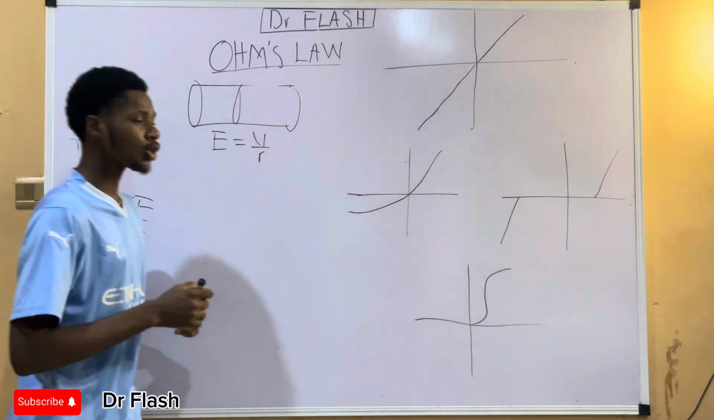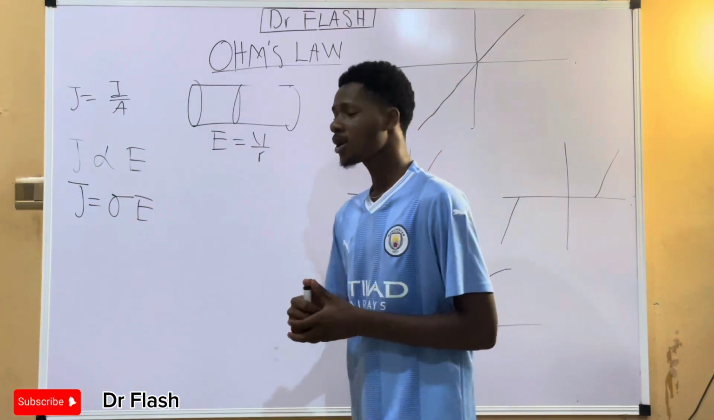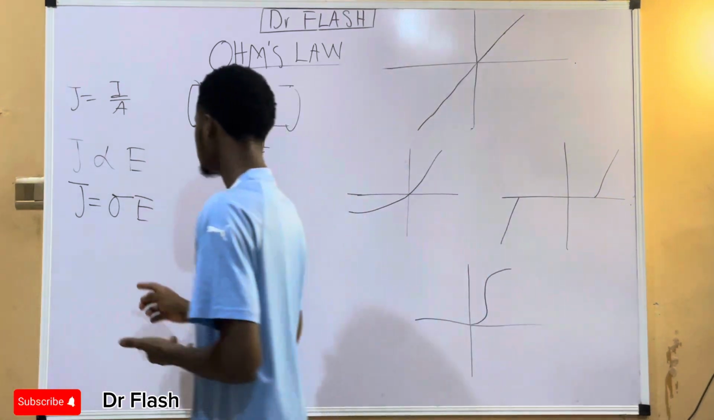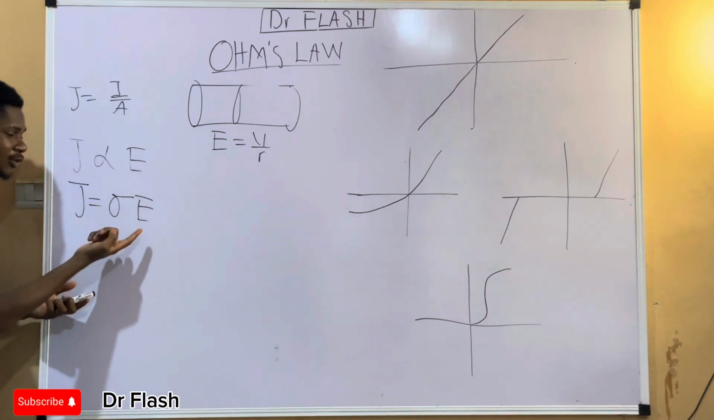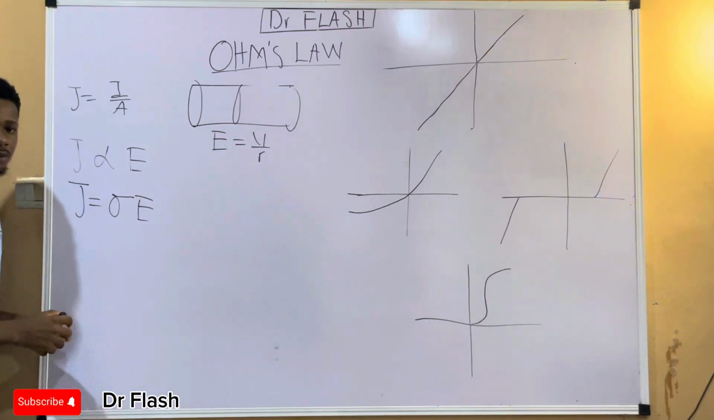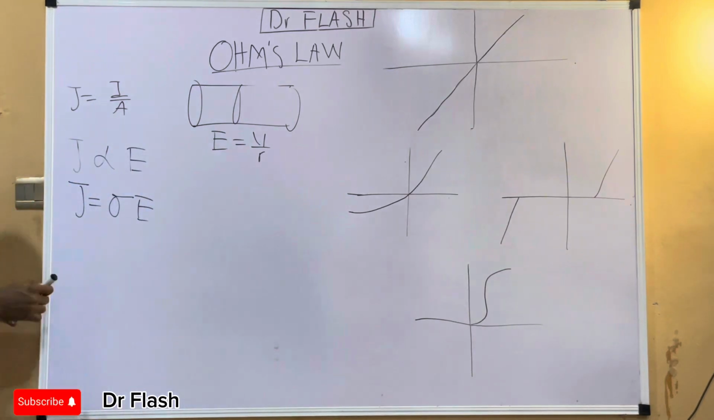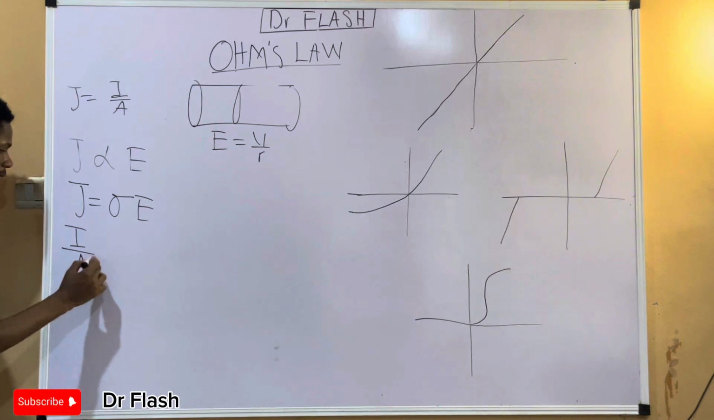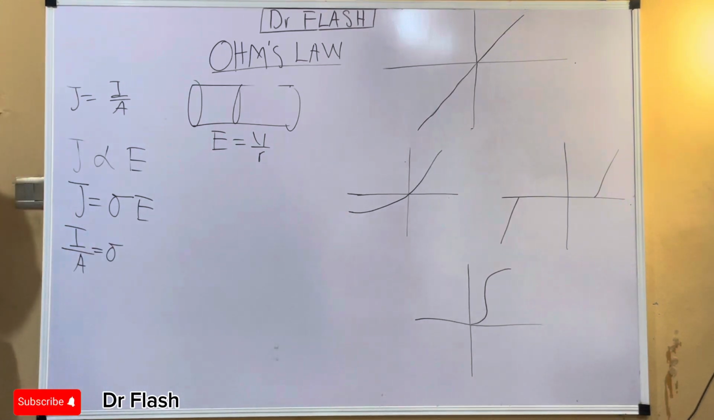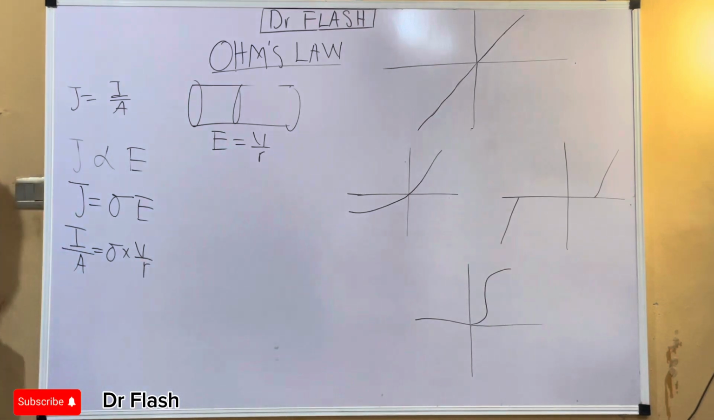This conductivity is also going to play an important role in determining the conductance of a material, okay? So J is equal to the conductivity, or the coefficient of conductivity, times the electric field intensity. We can choose to substitute for J and E into this equation. What then are we going to have? We're going to get I over A is equal to the coefficient of conductivity times E, which becomes V divided by R.